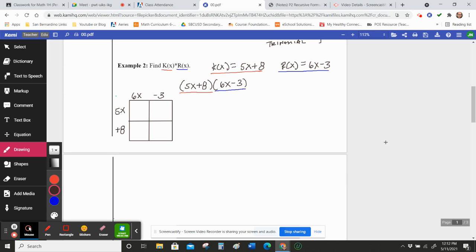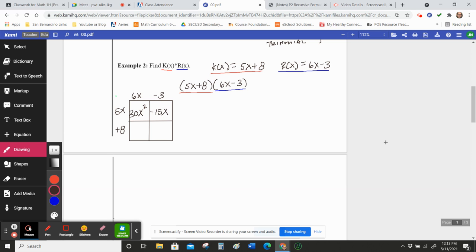So don't forget, when you multiply an x times an x, you get x to the power of 2, right? So 1 plus 1 gives me 2. So this will give me 5 times 6, which is 30. So this will be 30x to the power of 2. Don't forget the square, common mistake. 5x multiplied by negative 3 would go in this space. 5 times 3 is 15. We have a negative, so it'll be negative 15x.